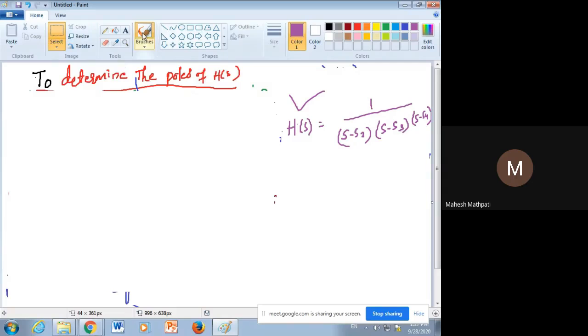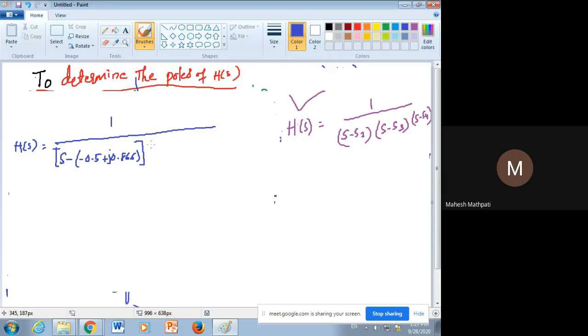So H of s equals 1 divided by s minus s2. What is the value of s2 now? s minus of minus 0.5 plus j 0.866. Okay, this is the first term.